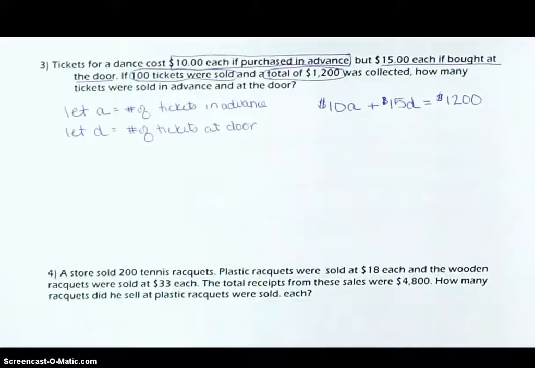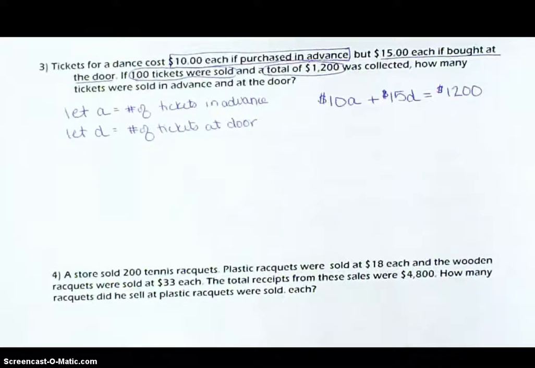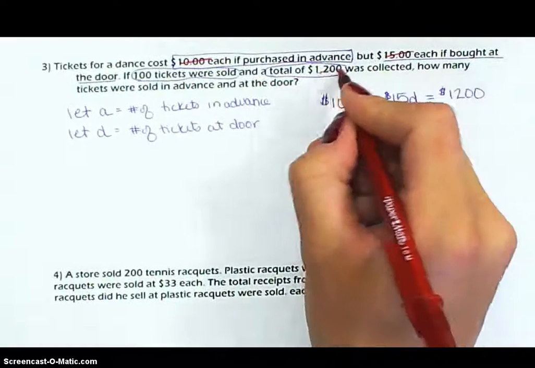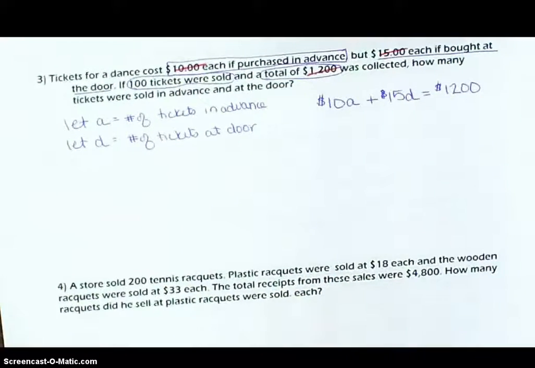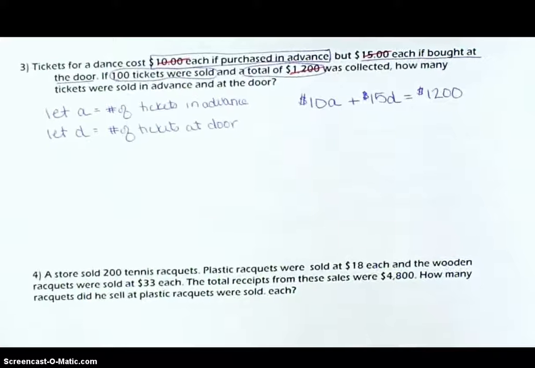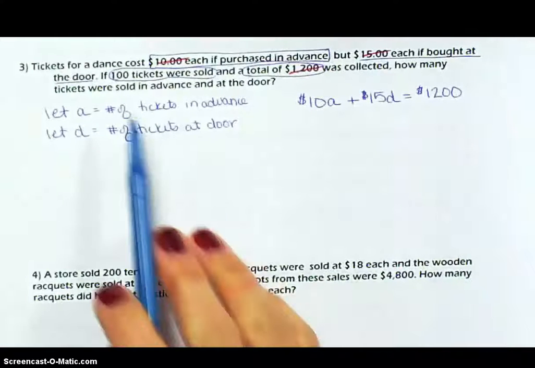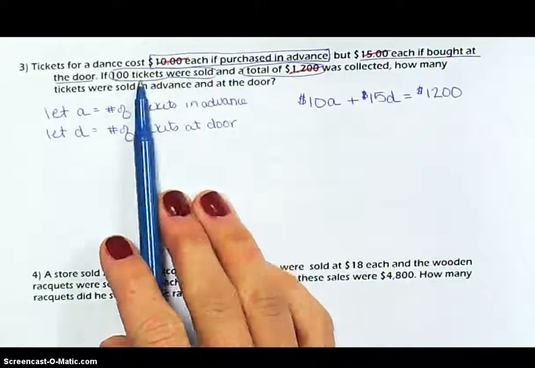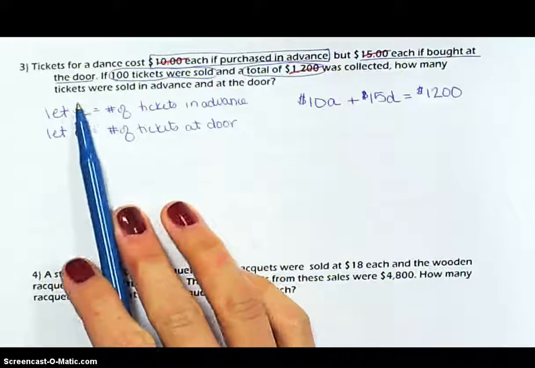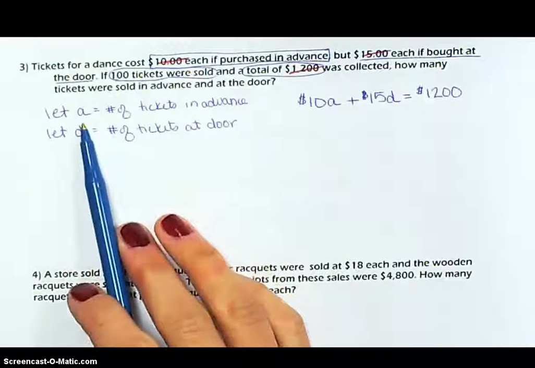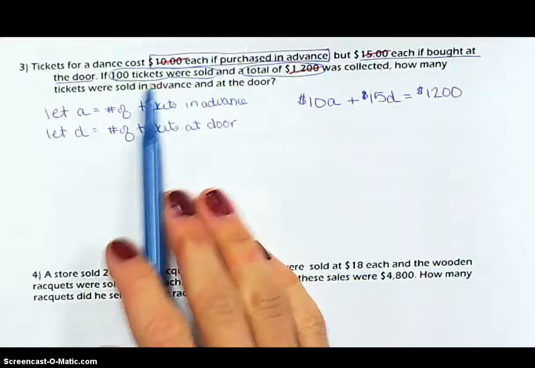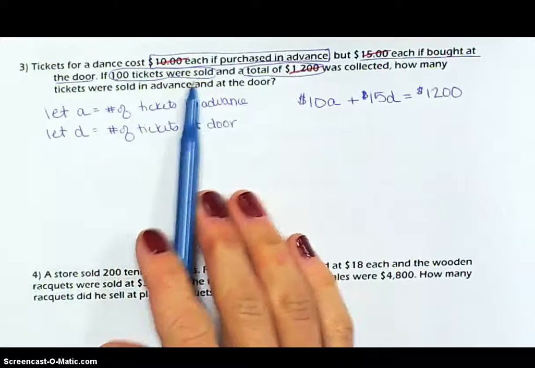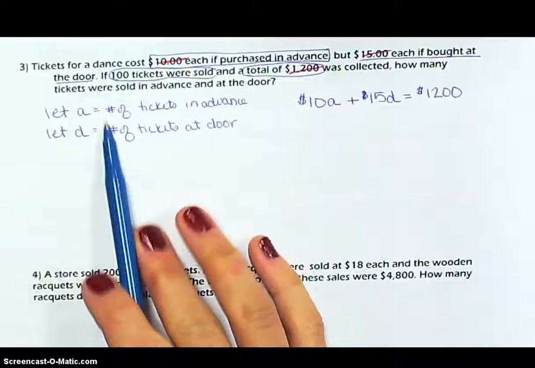Okay, so now we still need to come up with another equation. I already used the $10, I already used the $15, and I already used the $1,200. So what's the only other piece of information that we haven't used yet? Well, that's the fact that there were 100 tickets sold. So does that mean there were 100 A tickets? There were 100 D tickets? Or were there 100 of both of these combined? Well, it doesn't tell us exactly, so that means it has to be both of these combined.